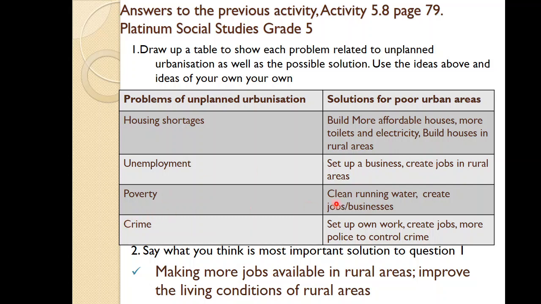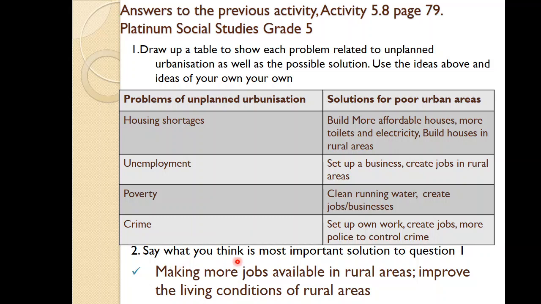Poverty: create jobs or set up businesses and also provide people with clean running water. Crime: set up your own work, make your own business and create jobs, the government, and also more police are needed to control crime. Question 2.